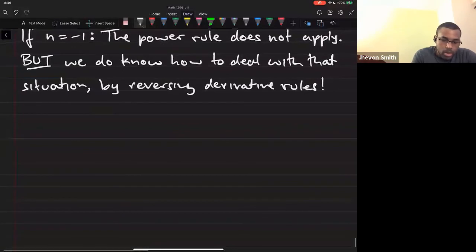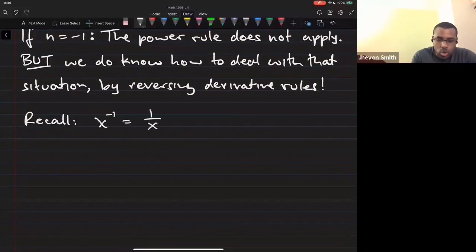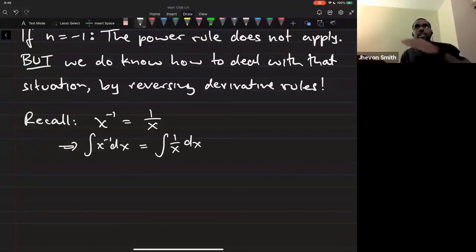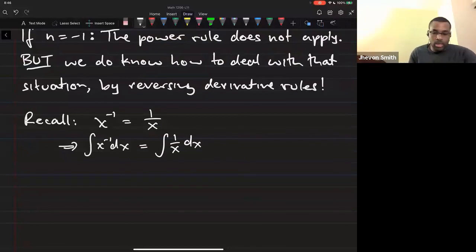So, of course, you know that if I have x to the minus 1 power, this is just the same as 1 over x. So this means the antiderivative of x to the minus 1 power is the same as the antiderivative of 1 over x. So now you just have to think, well, what did I have to differentiate in order to get 1 over x? And obviously that comes from a logarithm, the natural log. But we can generalize it.